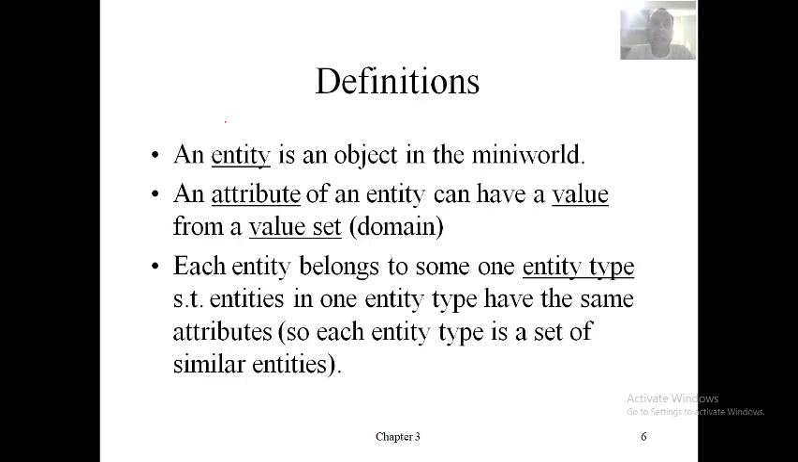If you take a bank as a mini world, it has so many things: employee, then loan, etc. These are the various entities in that banking mini world. Got it? So what is an entity? Entity is an object in the mini world. Got it? And what are attributes?